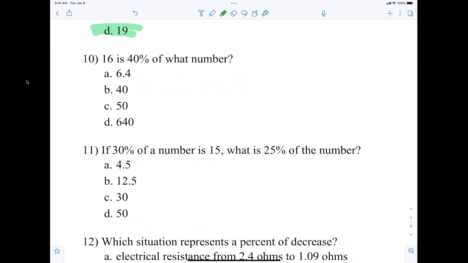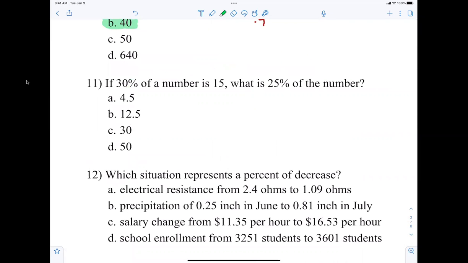Okay, 16. I like this. 16 is 0.4 times x. Everybody good with that? And then you just divide by 0.4, which is obviously 40. Everybody good with that? All right, here we go.